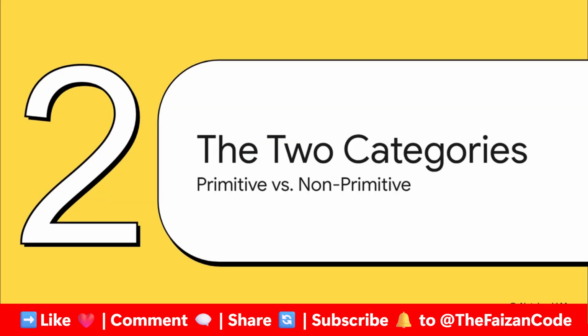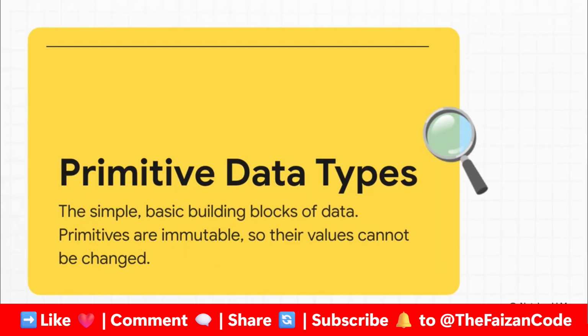Okay, so here's the big secret. It's actually super simple. JavaScript basically splits all its data types into just two big groups, primitive and non-primitive. And understanding the difference between these two, that's everything. So first up, let's talk about primitives.